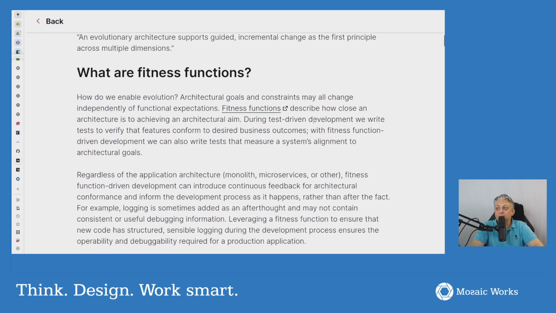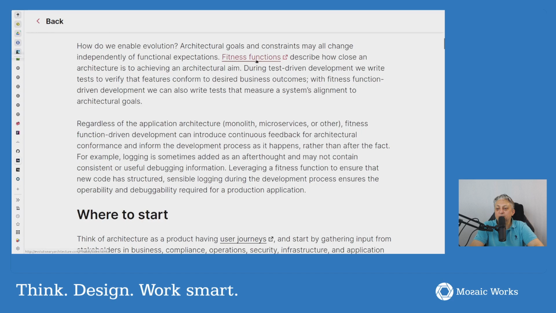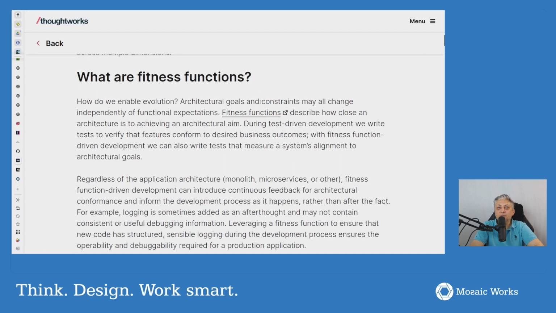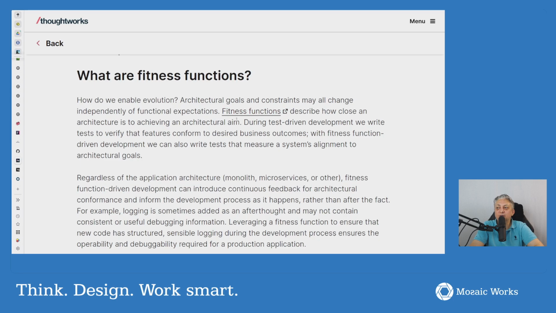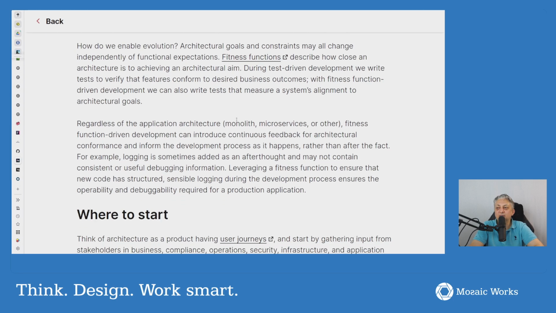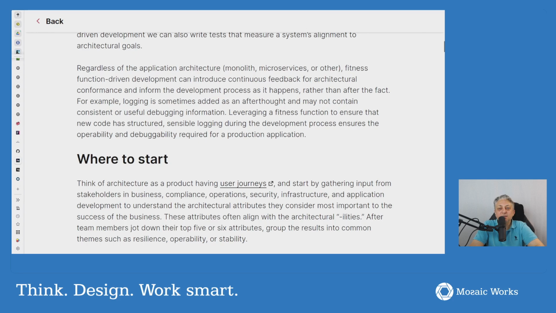And they are saying, okay, what are fitness functions? And talk about evolution. How do we enable evolution? Architectural goals and constraints may all change independently of functional expectations. Fitness functions describe how close an architecture is to achieving an architectural aim. During test-driven development, we write tests to verify that features conform to desired business outcomes. With fitness function-driven development, we can also write tests that measure a system's alignment to architectural goals. And this applies to any architectural style, monolith, microservices, and so on.